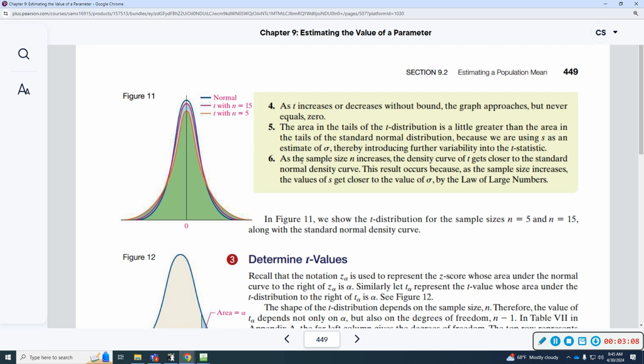And then 6, as the sample size n increases, the density curve of t gets closer to the standard normal density curve. This result occurs because as the sample size increases, the value of s gets closer to the value of sigma by the law of large numbers. Okay, so those are the properties.